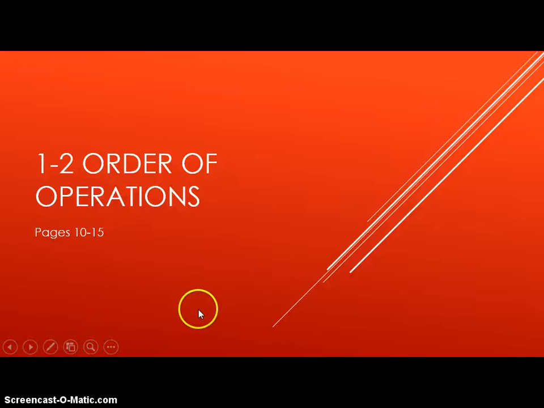Hello everyone, and today we are going to talk about 1-2 order of operations. That will be found on pages 10 through 15.